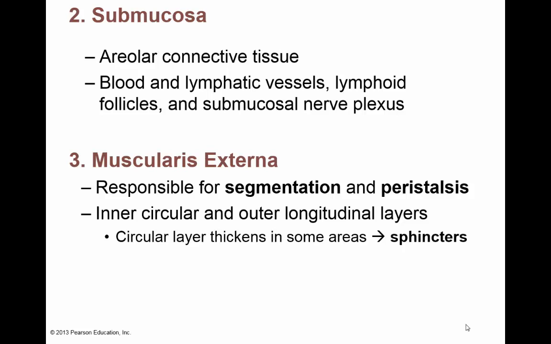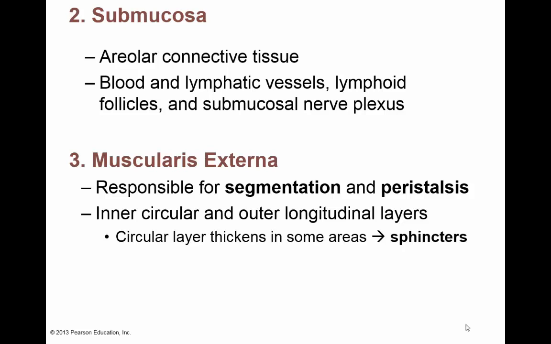All right, underneath the mucosa layer, now we're back to our 4 layers. We have the submucosa, also made up of areolar connective tissue. You're going to find your blood and lymphatic vessels, lymphoid follicles, and you're also going to find one of the places where the nervous tissue can control the digestive tract. You have the submucosal nerve plexus. We'll talk more about that in a couple slides.